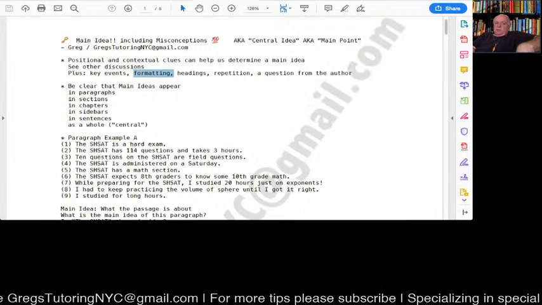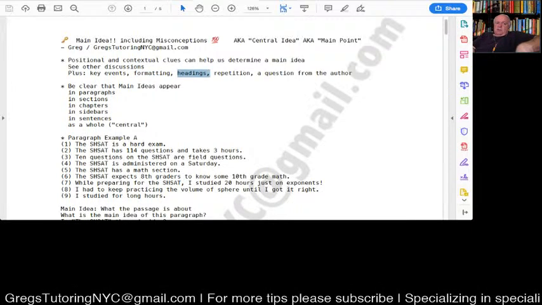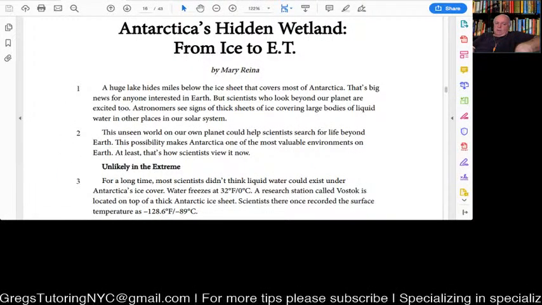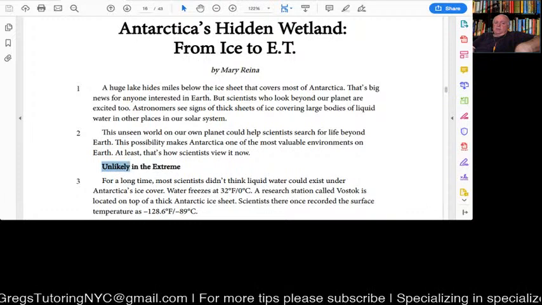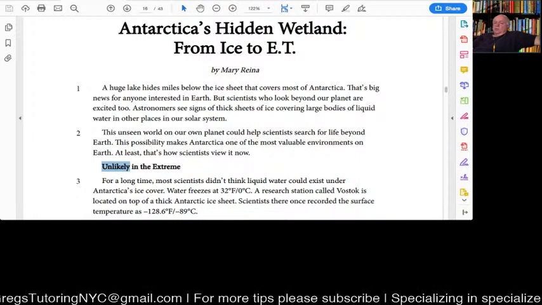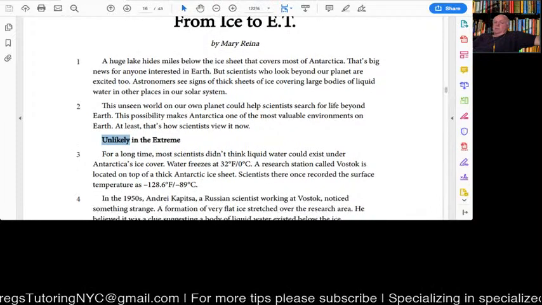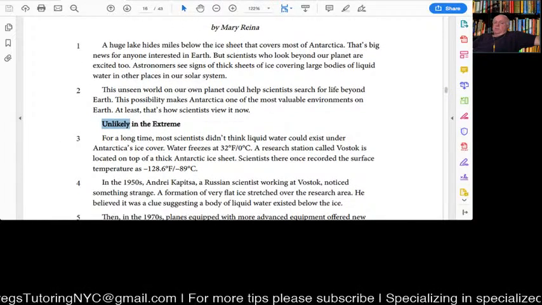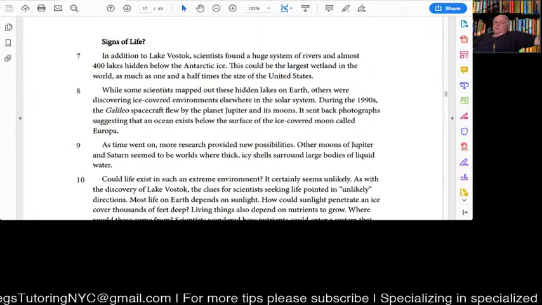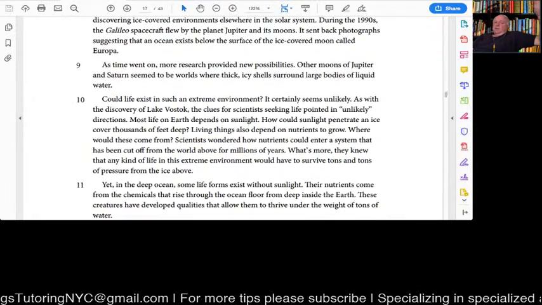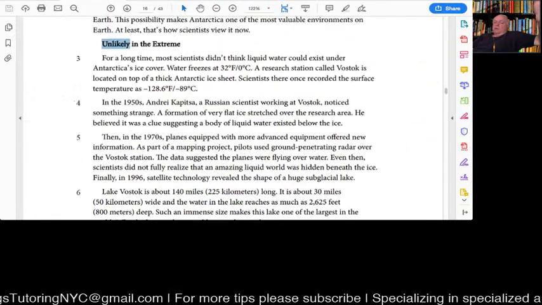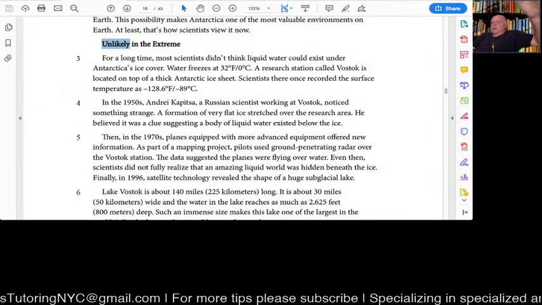There's also things like headings. So if we come back to a passage like this one here, this right here, this unlikely in the extreme, that's bold-faced, number 1, right? So they're using formatting there. And number 2, it's a section header. So the author tells us something, there's a section. There's another section about something else. So the author has organized their passage in a certain way. That's a clue to you, also to the main idea and other things.